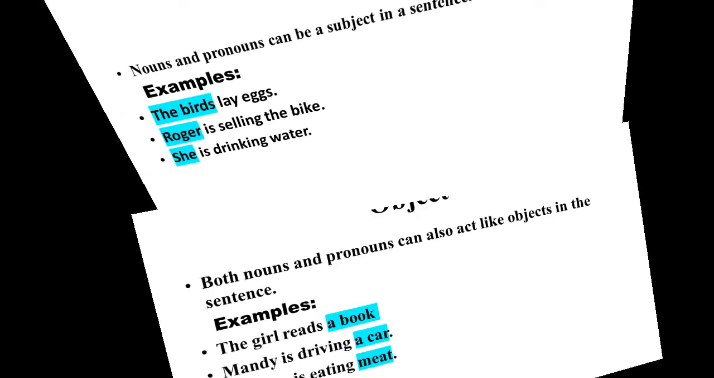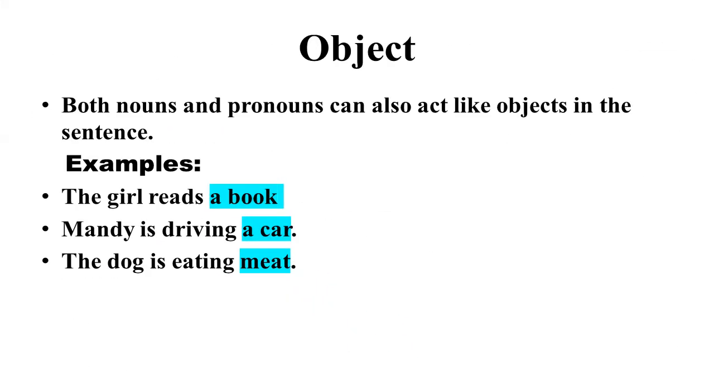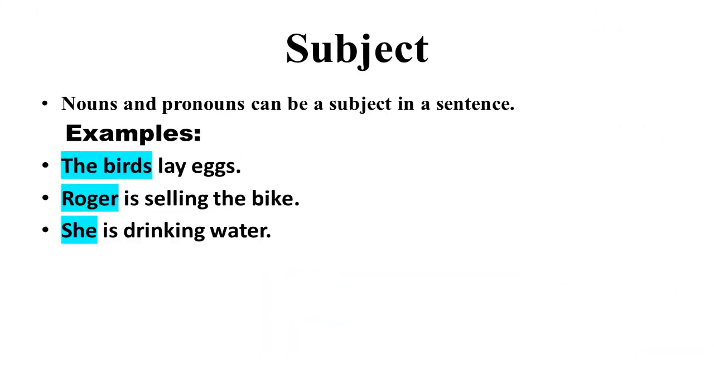Now the next question is, what can possibly be a subject in a sentence? So, nouns or pronouns can be subject in a sentence. For example, the birds, they are noun. Roger, it is also a noun. She, this is a pronoun. We have seen that nouns and pronouns function like a subject in a sentence. Here is one more thing to notice, that it is not necessary that a sentence have only one subject. It is possible that there could be more than one subject in a sentence.